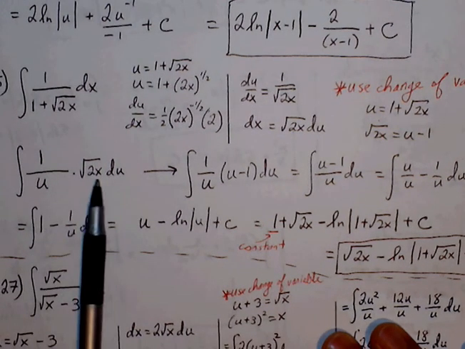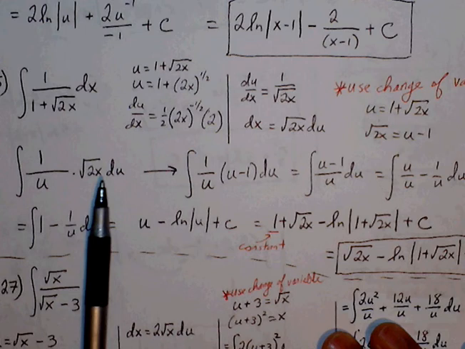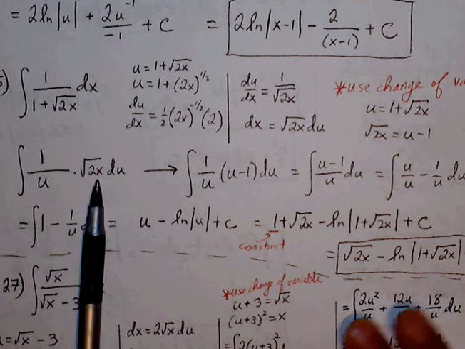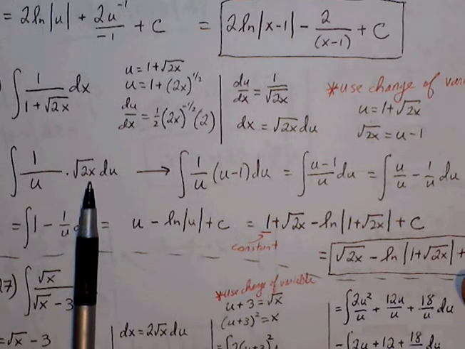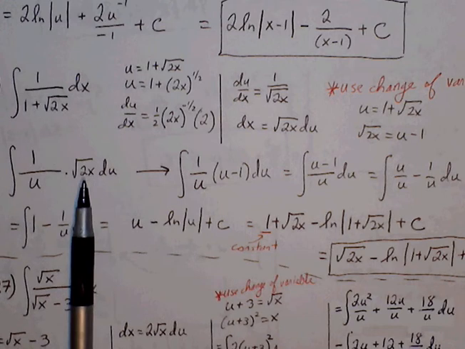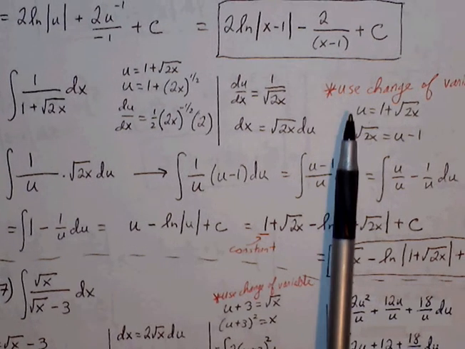The dx gets replaced with square root of 2x du. Okay, so even though we're able to clean this up a little bit, we're still left with the square root of 2x, which we have to find a way to eliminate. So we look at change of variable again.